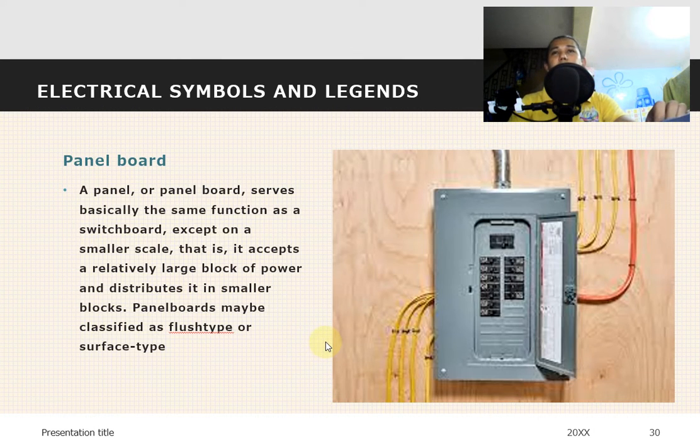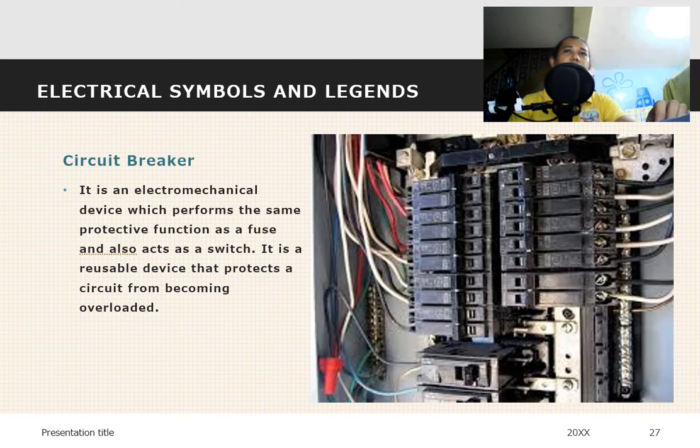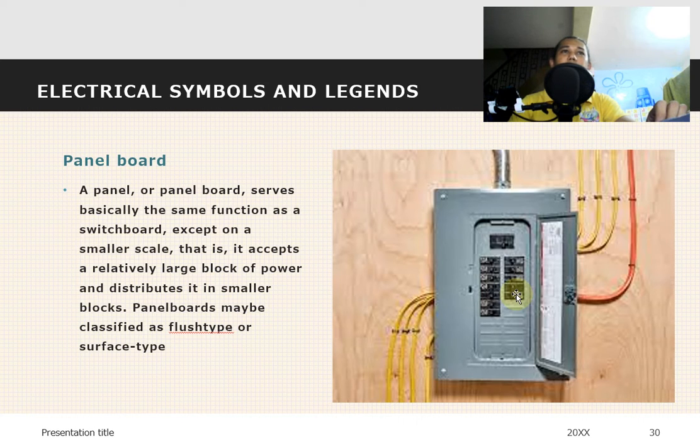And we have also the panel board. As I said, this is the circuit breaker that you can find at your panel board. So the panel board serves basically the same function as the switchboard, except on a smaller scale. That is, it accepts a relatively large block of power and distributes it in smaller blocks. Panel boards may be classified as a flush type or a surface type.